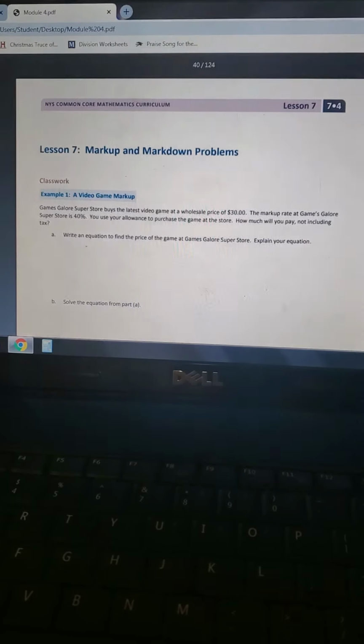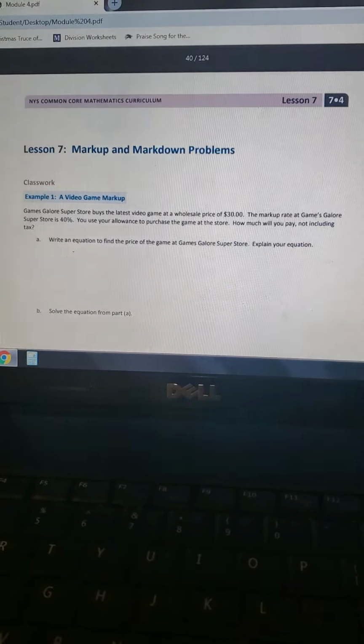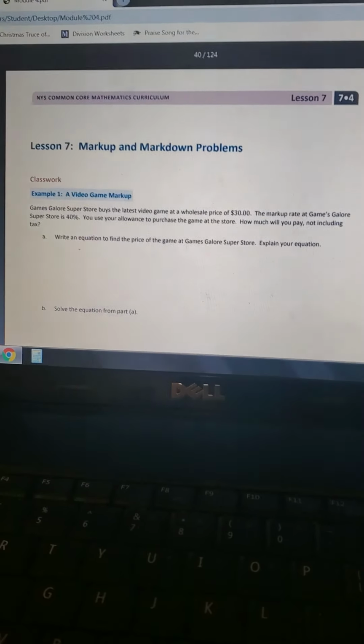Okay, so this is lesson 7 for group 1, which is going to deal with markup and markdown problems. We've done in the last couple lessons very similar problems to this, so there's not a lot new to go over, but definitely practice is a good idea. So let's get started.